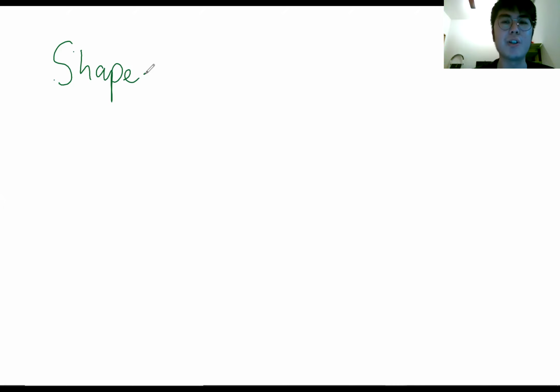Same with a rubber band. You're stretching a rubber band, stretching it out, and then the shape of the rubber band changes, right? And then you let go, it snaps back. It snaps back, and the shape returns to its original shape, right?